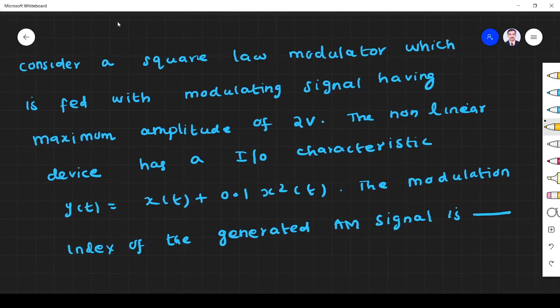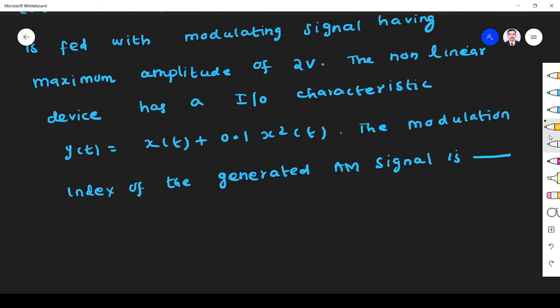So consider a square law modulator which is fed with a modulating signal having a maximum amplitude of 2 volt. The nonlinear device has an I/O characteristic of y(t) = x(t) + 0.1 x squared(t). The modulation index of the generated AM signal is? That's what the question is about. So we have a modulating signal with maximum amplitude of 2 volt.